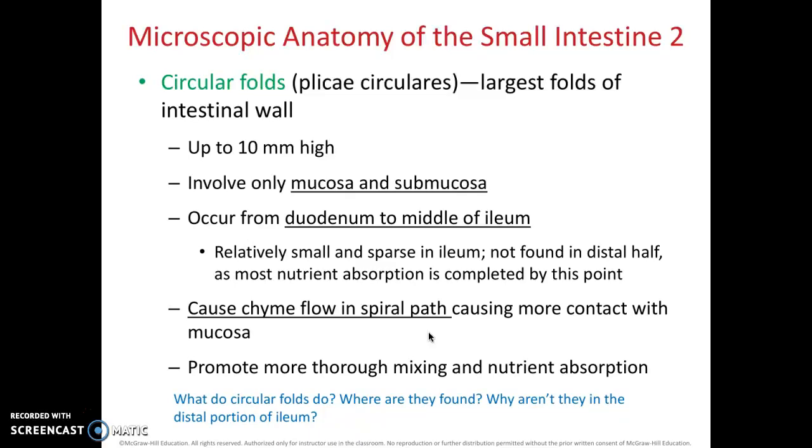so that it causes more contact with the mucosa itself, and this promotes more thorough mixing and nutrient absorption. You really want the thorough mixing of the chyme so you can digest it a little bit better and also absorb all the nutrients a little bit better.